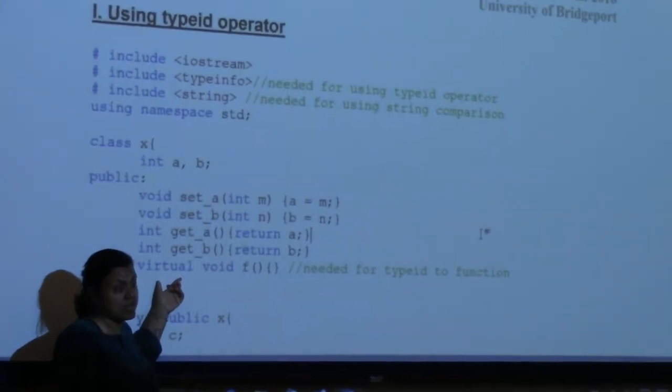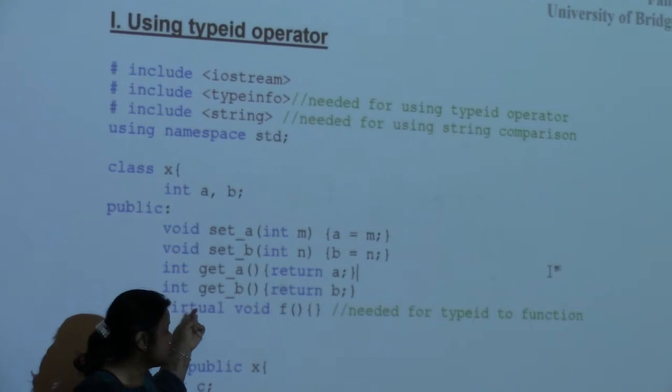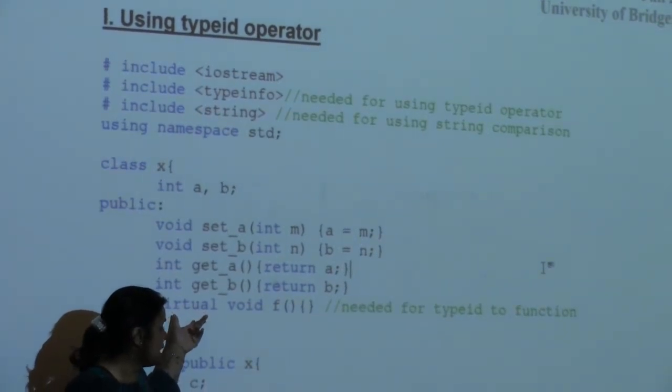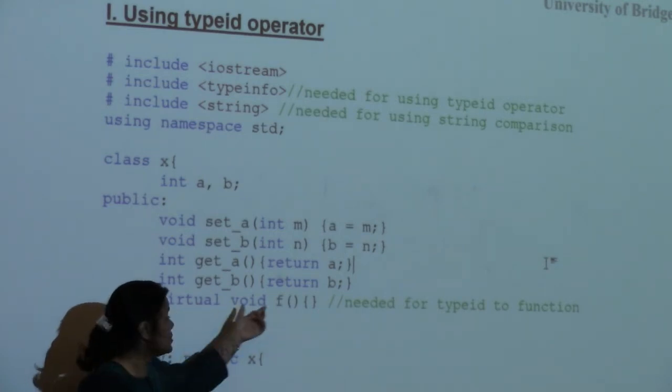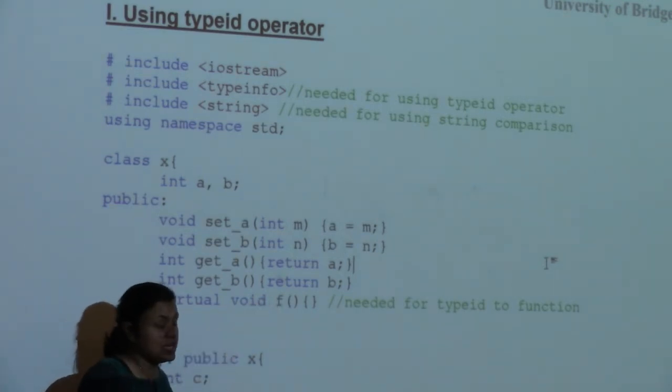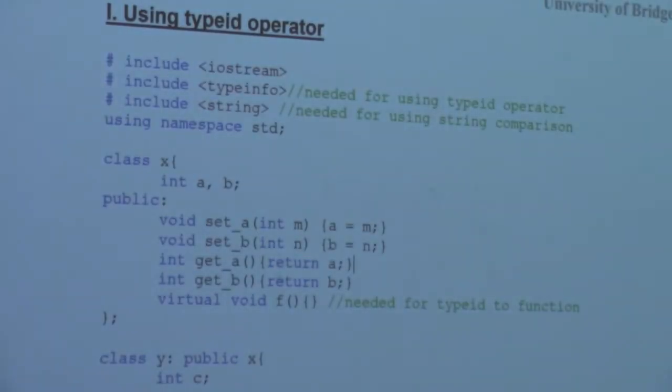Okay, that is how runtime type identification worked. I should check it in the newer IDEs, but in the older IDEs you needed to put virtual. So this function f has no functionality of its own except to make RTTI possible. Maybe in the newer IDEs you don't require it anymore. I should check that out. But that's the only purpose it is there.